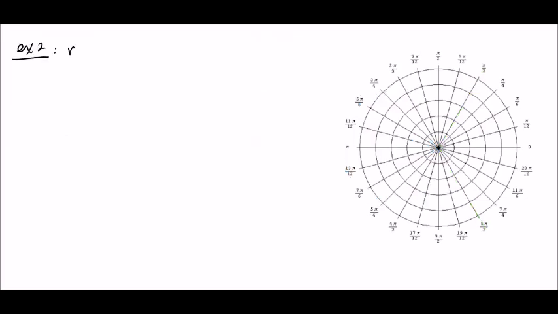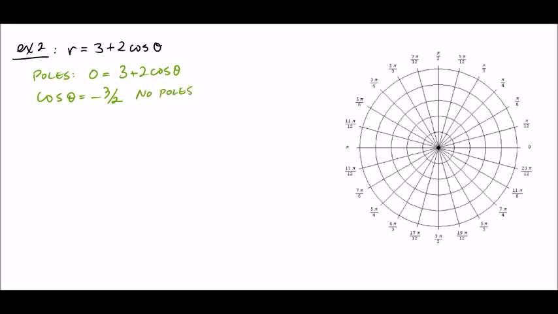Let's take a look at a second example just to see what sort of things could possibly happen. Okay, so here's a situation where if I try to find the poles, right, and I set this equal to 0, something strange happens. Okay, we get cosine of theta is equal to negative 3 halves. Well, cosine is never bigger than 1 or less than negative 1. So this has no poles. There's no solution. It never goes to the origin.